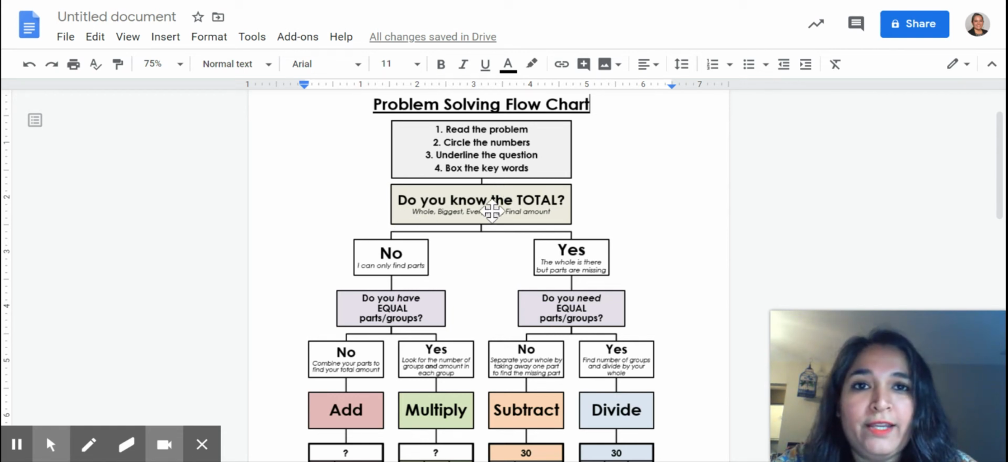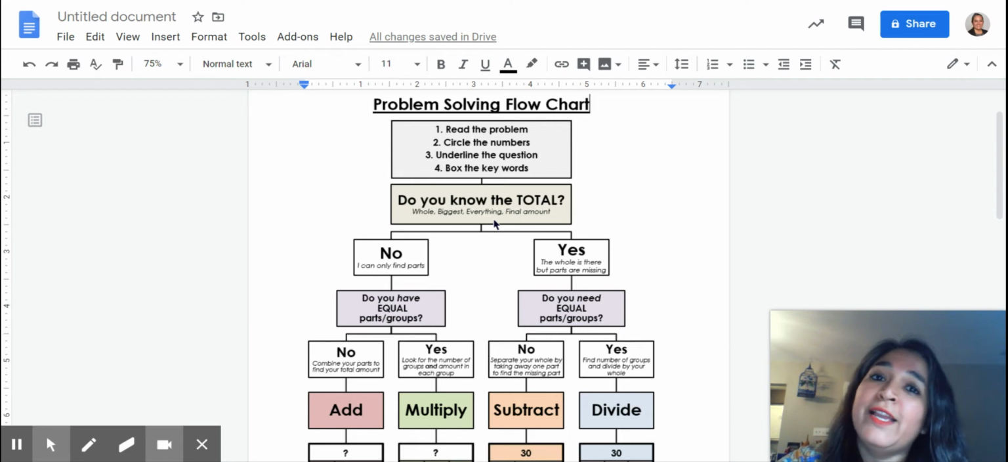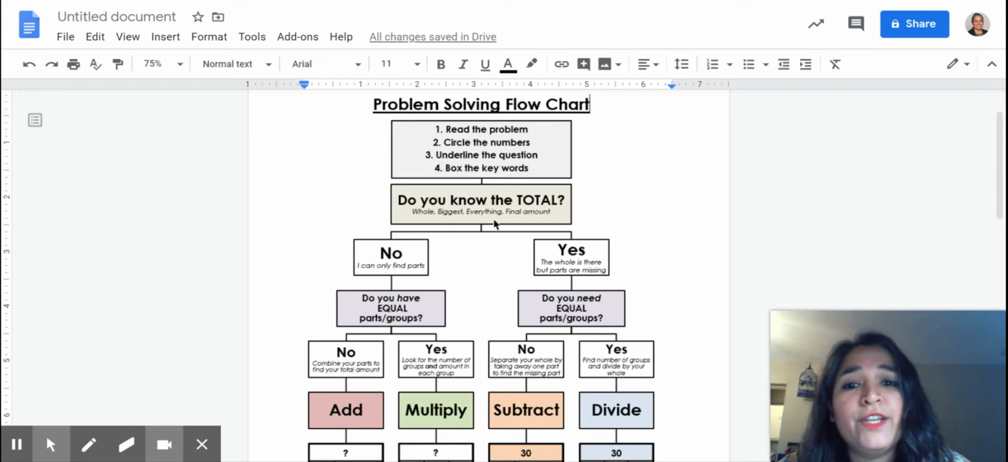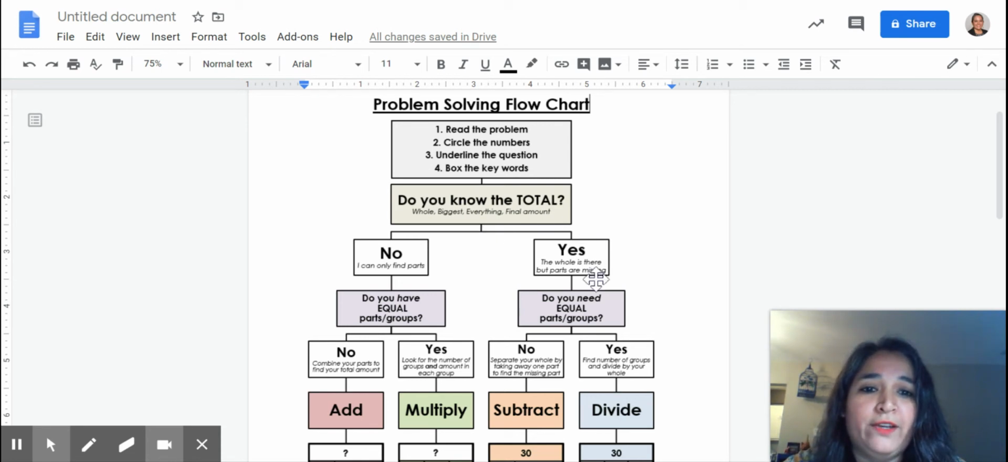Then we have to think to ourselves, do we know the total in this problem? Usually, if the question is asking you for the total or how many you have altogether or how many you have in all, that means we don't have a total and we're looking for one. But if it's not asking you for a total in the question, it usually means that you already have a total somewhere in the word problem.